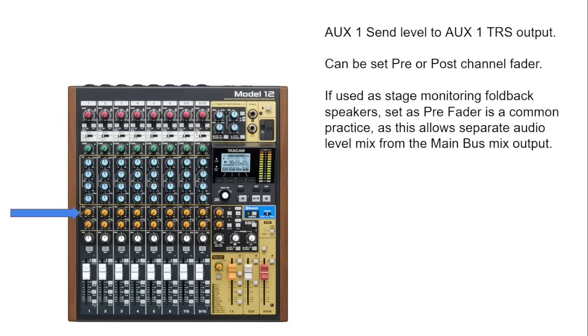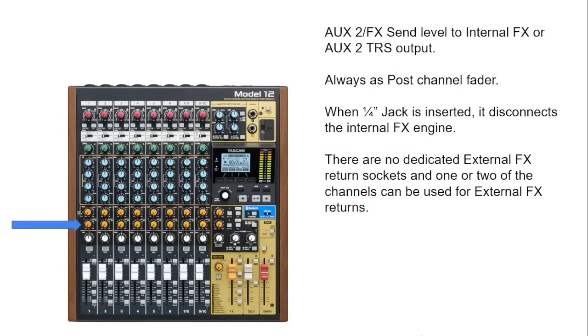If used as a stage monitoring foldback speakers, you can set this as a pre-fader, which is quite common practice, as this allows separate audio level mix from the main bus mix output. Now the auxiliary 2 effect send level is for the internal effect send or the auxiliary 2 TRS output socket at the back of the unit. This is always post-channel fader.